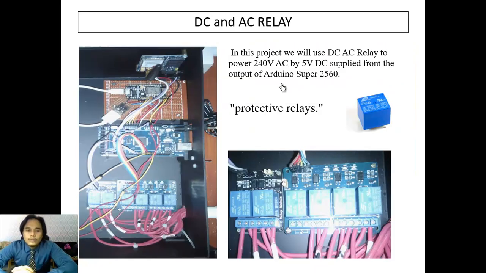So the other hardware that I use is a DC and AC relay. In this project, we will use a DC to AC relay to power 24 volt AC by a 5 volt DC supply from the output of the Arduino Mega. So the function of the DC and AC relay in my system is as a protective relay. This will go to the lamp and to the electrical appliance.